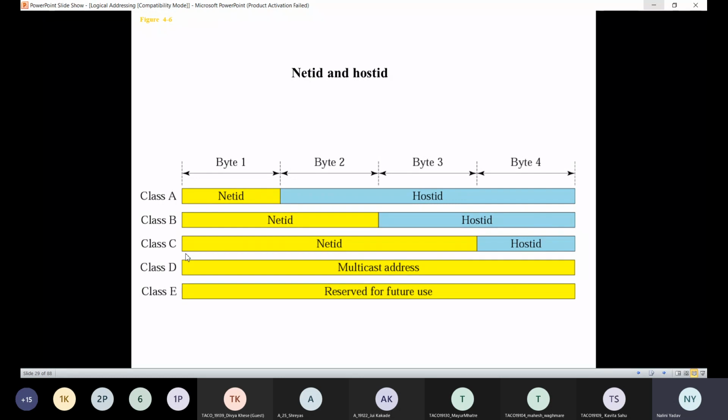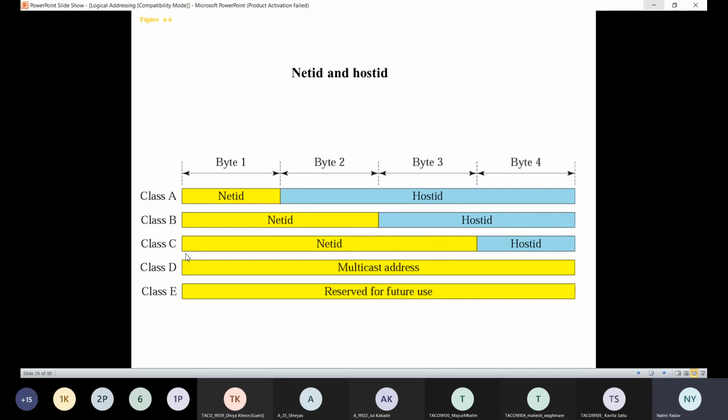And that's the reason in class A the first byte will be my number of networks and the remaining 3 bytes are my host IDs. What does this mean? Suppose I want to buy a network, so let's say I get a network which starts as, say, 22.0.0.0. So this is my network.